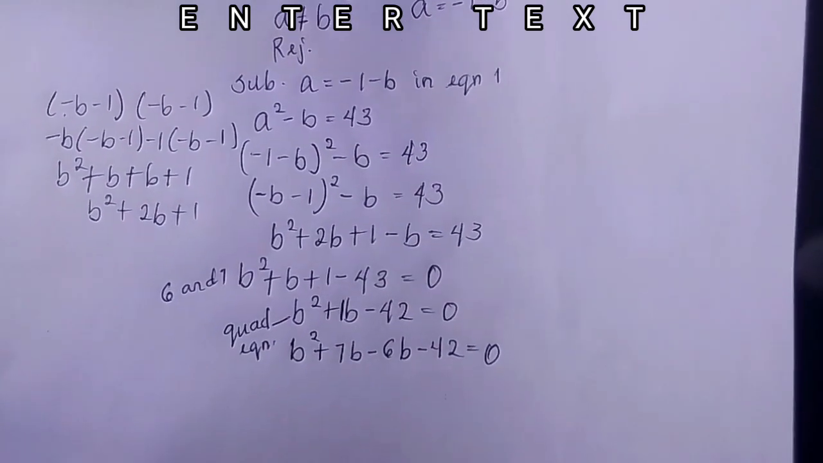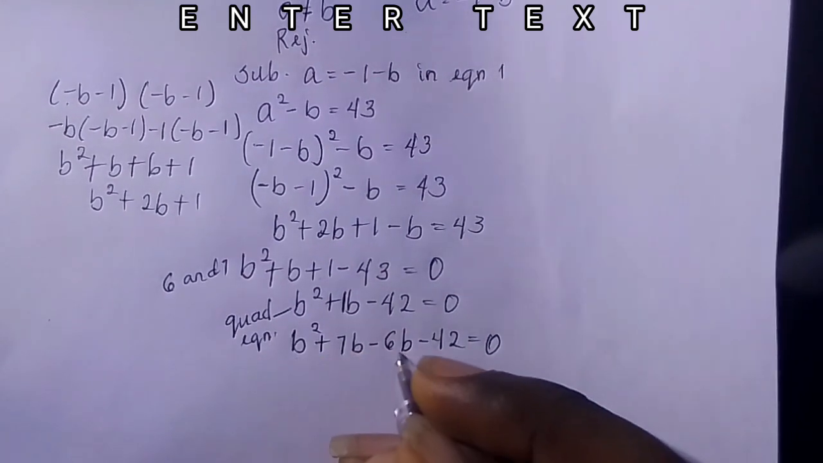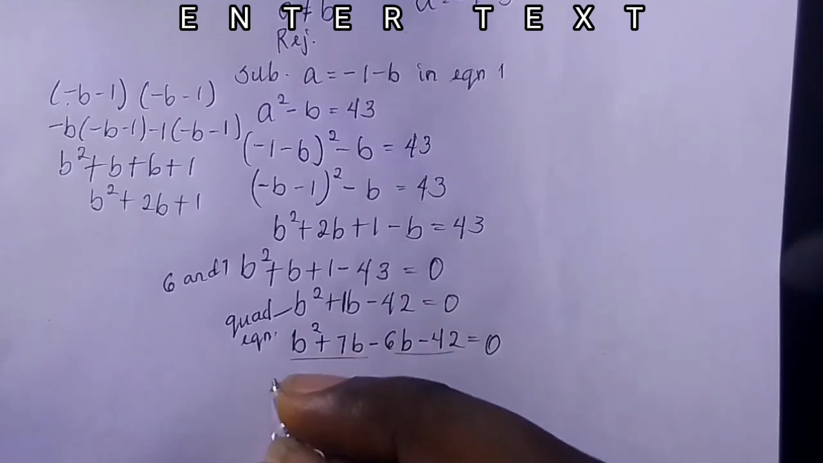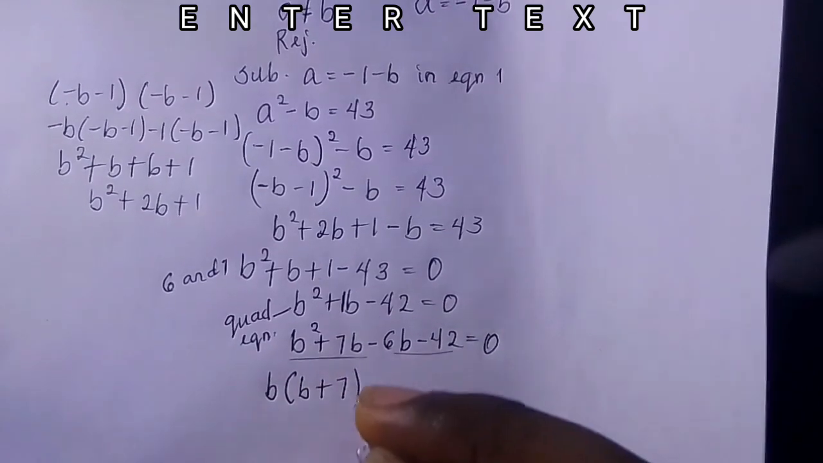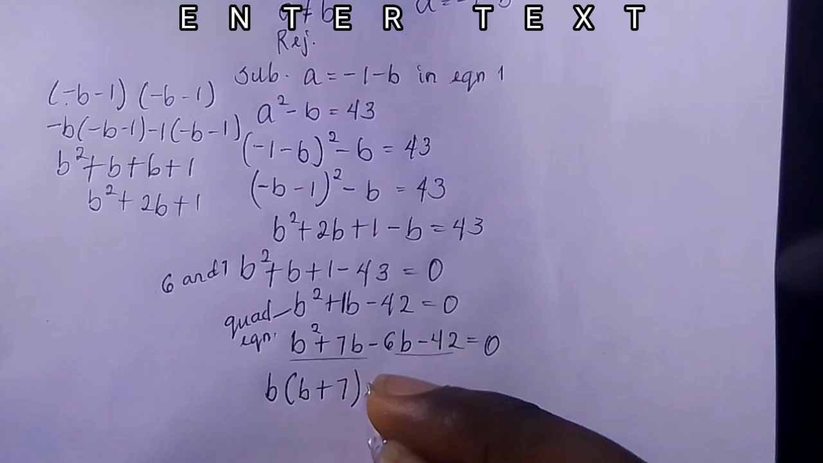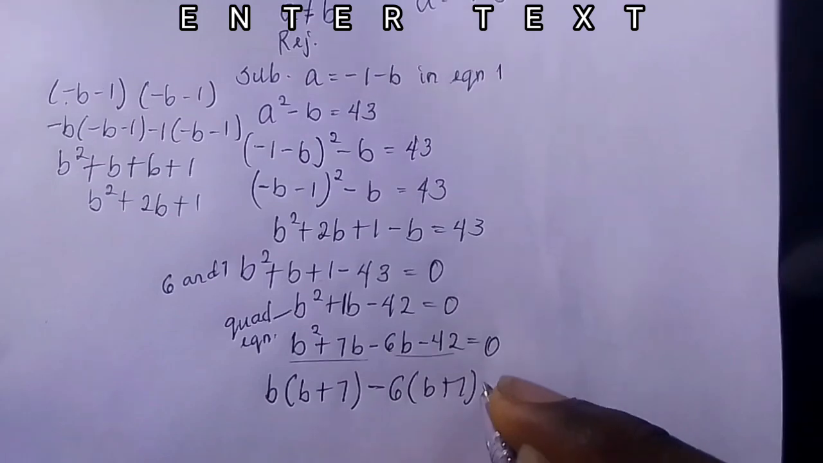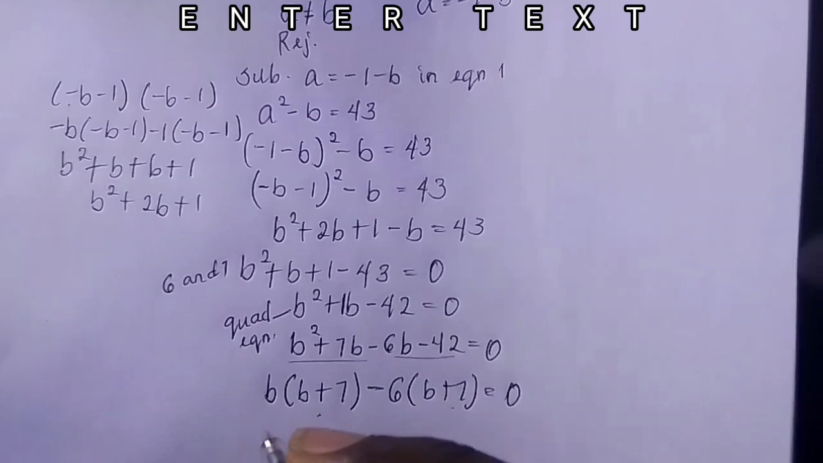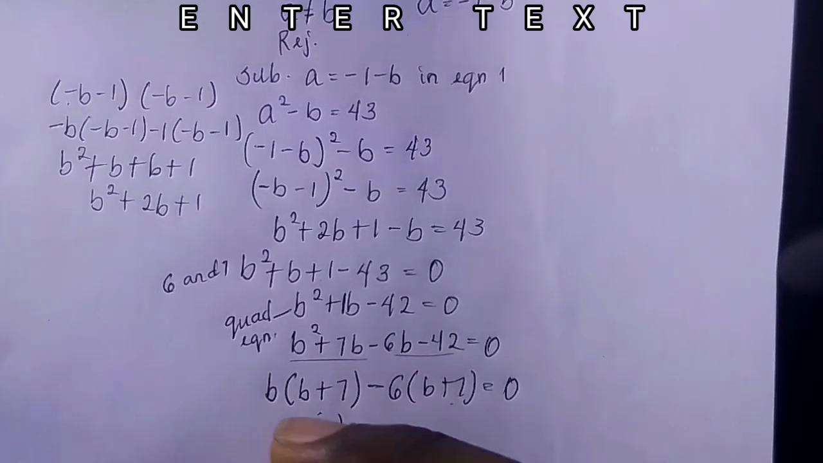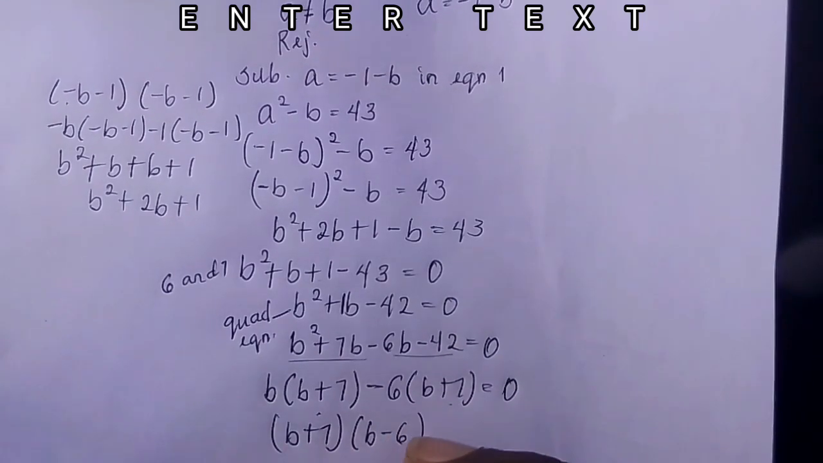Right? So from here, what's the next thing for us to do? From here, what's common in the first pair? We have b common. When we bring down b, what's left is b plus 7. And for this other part, what's common is 6. When we bring down 6, we have b plus 7 equals 0. So b plus 7 is common here. We bring it out, b plus 7, and bring down from here we have b, and from here we have minus 6, equals 0.